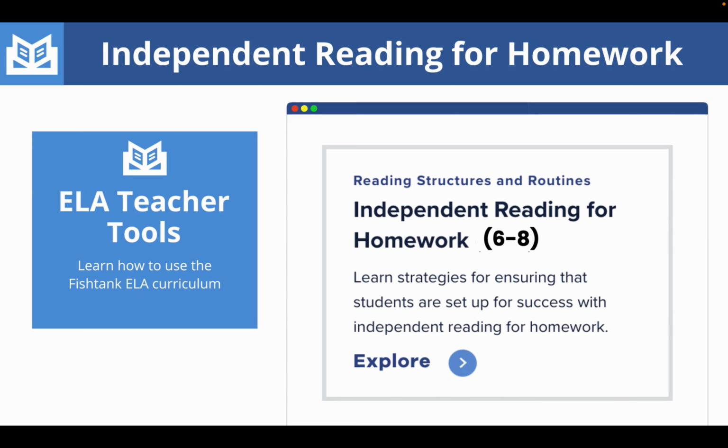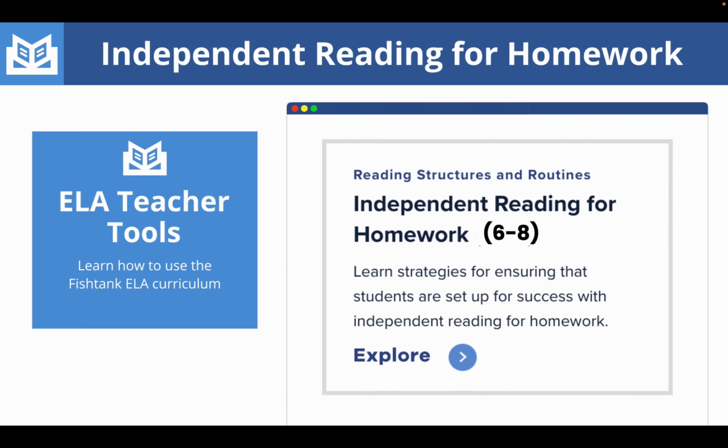Our teacher tool, Independent Reading for Homework, provides suggestions for how to set students up for success with reading independently for homework. This includes strategies for accountability, building stamina, and student engagement, all important parts of making sure students are able to read prior to class.